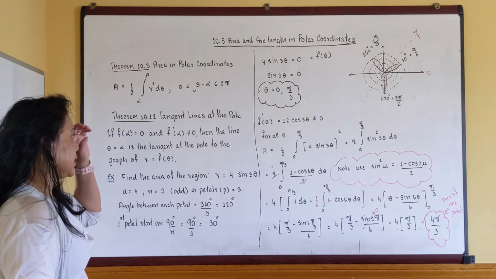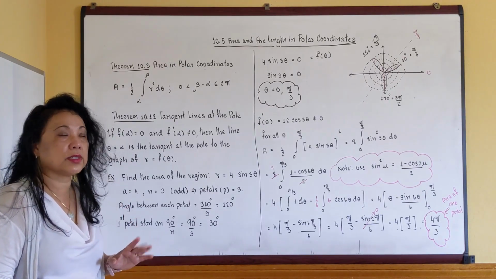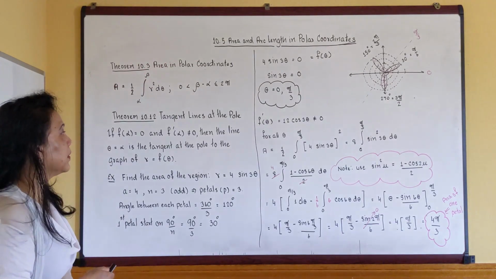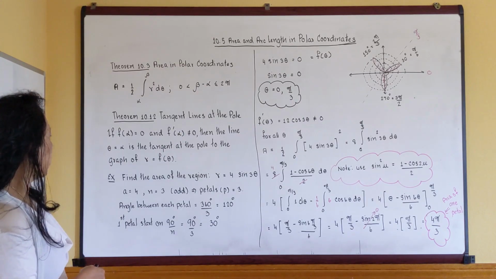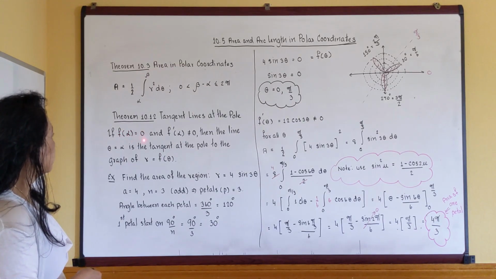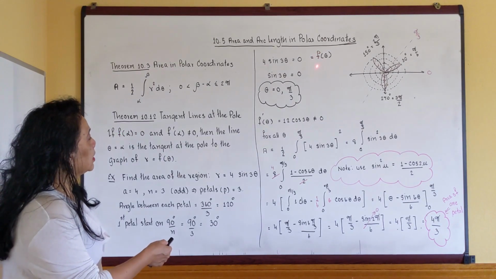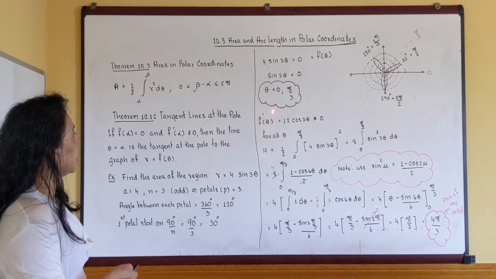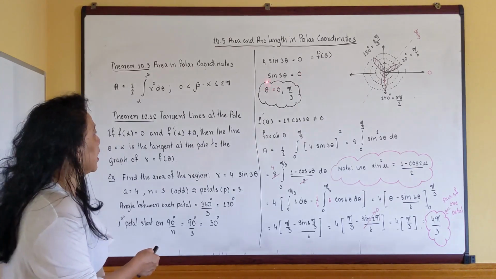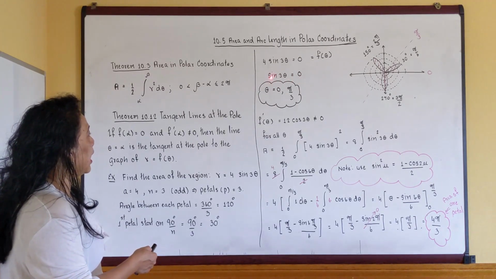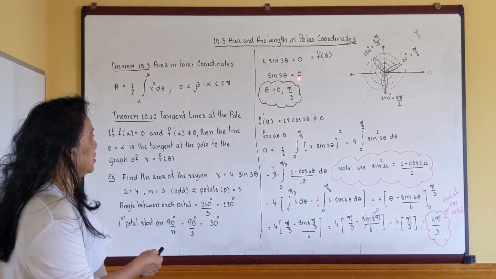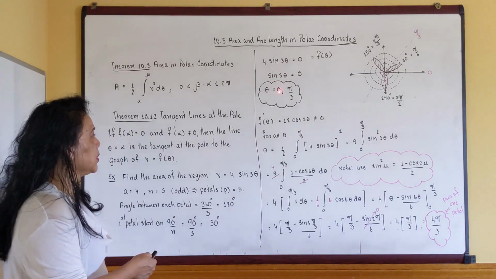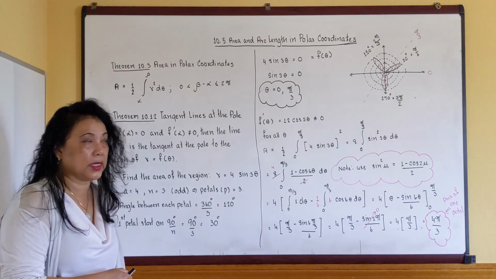So we need to find the tangent line. Once you have the tangent line, we're going to apply it in this formula to find the area. The theorem says set f of alpha equal to 0. So I set 4 sine 3 theta equal to 0. I divide both sides by 4. I have sine 3 theta equal to 0. To satisfy this equation, theta has to be 0 and pi over 3.